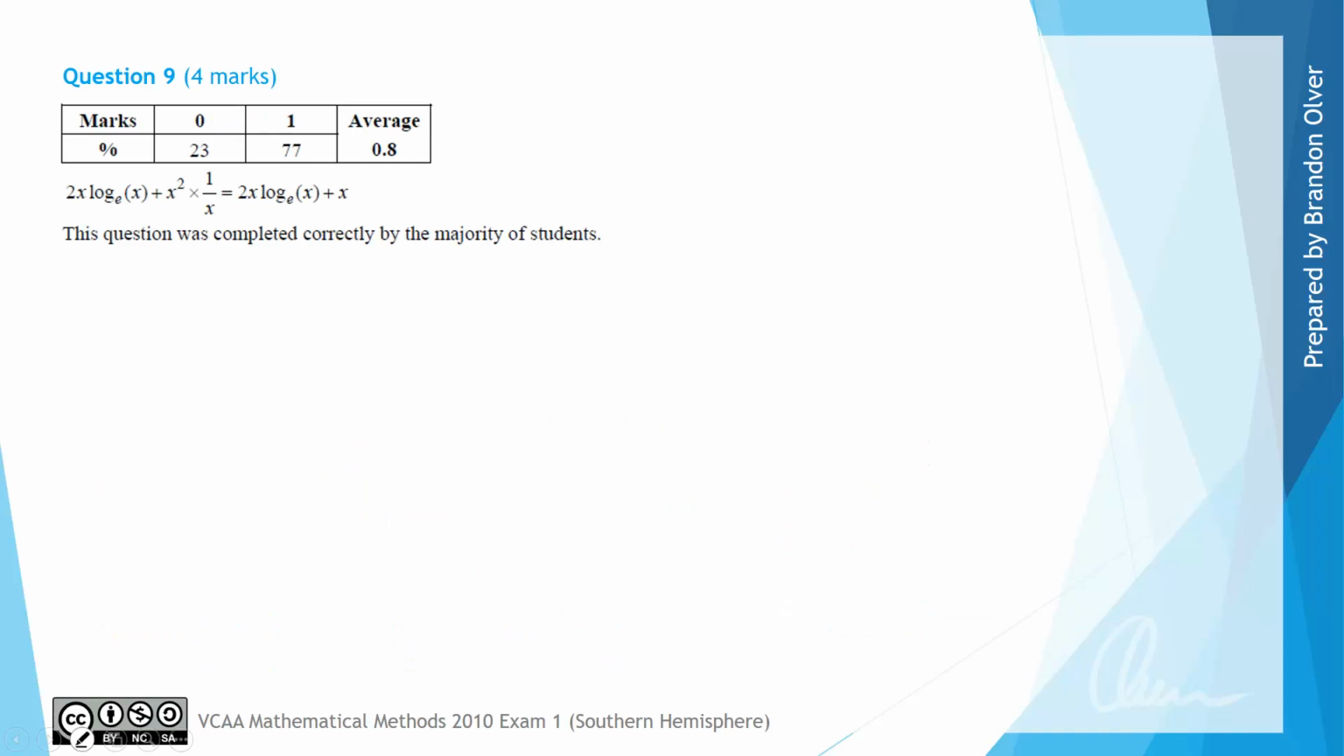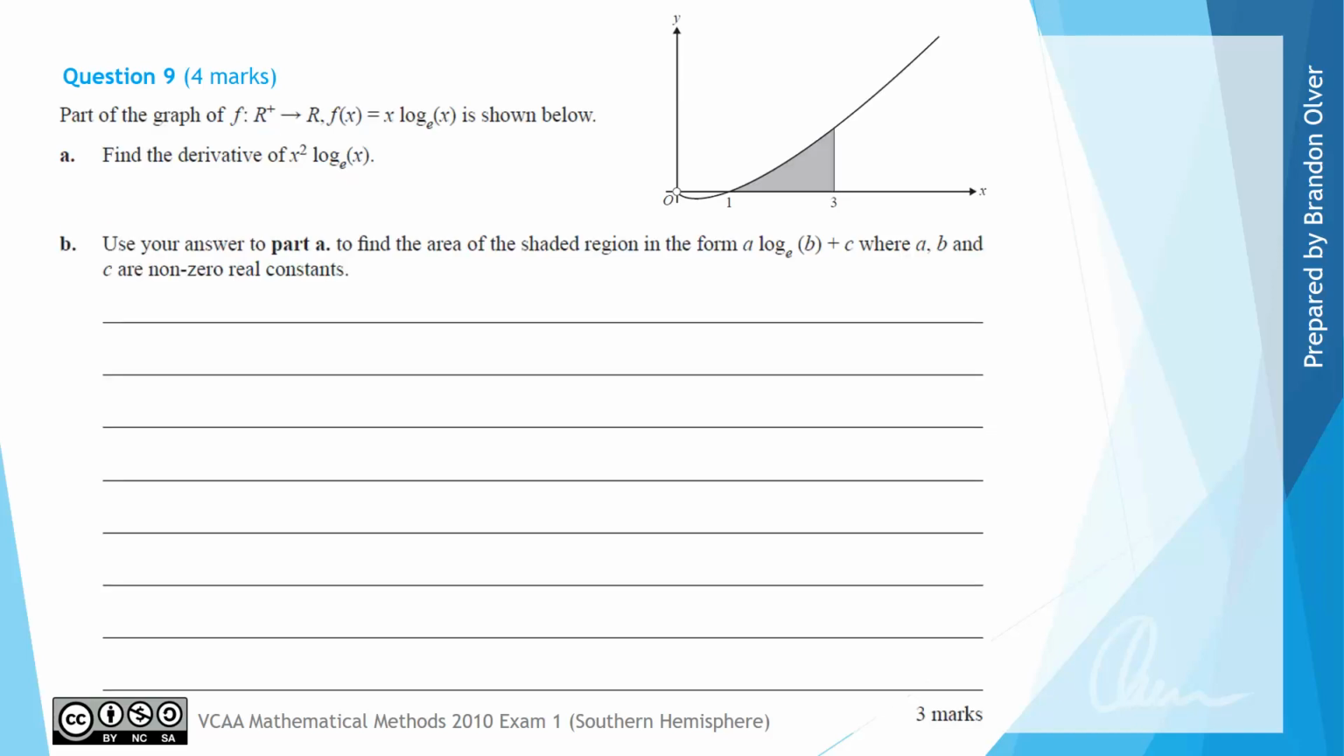In the examiner's report, it shows that this question was completed correctly by the majority of students, or around 75% of them. For part B of this question, we want to use our answer from part A to find the area of the shaded region in the form a log e of b plus c, where a, b and c are non-zero real constants. The reason why we need to use our answer from part A is that we don't know how to integrate x log e of x directly. Instead, we need to use integration by recognition to do that.